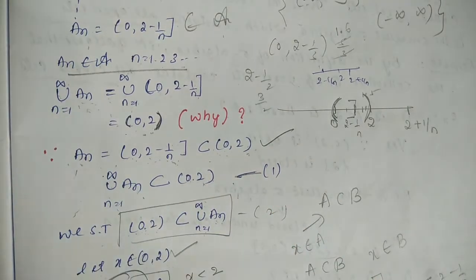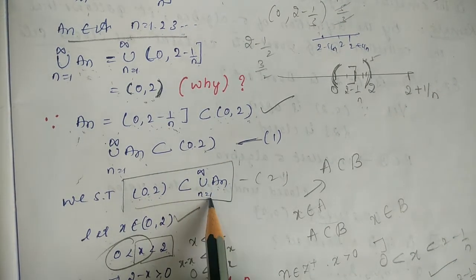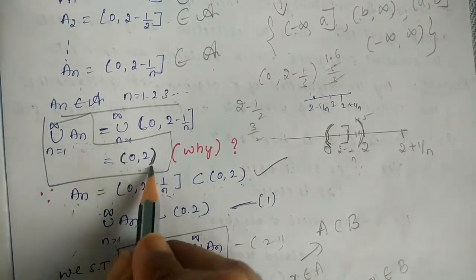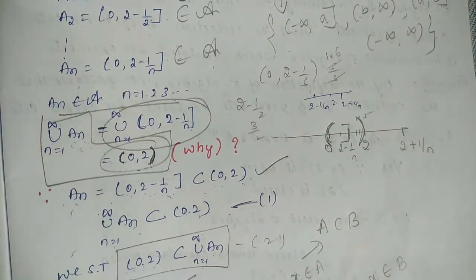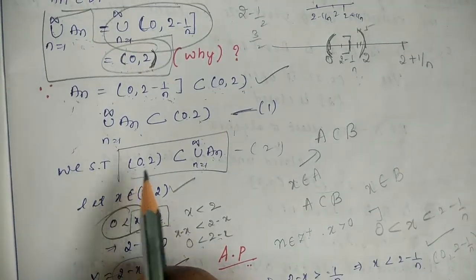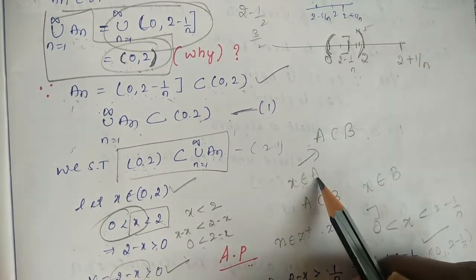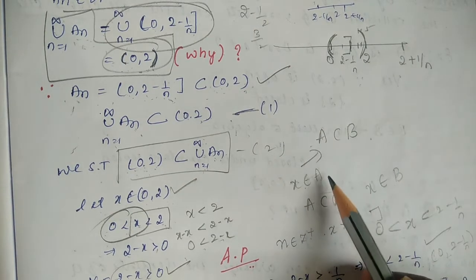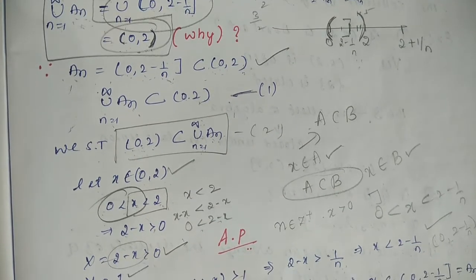We now show the reverse. What is the reverse? (0, 2) is contained in the union of An, n from 1 to infinity. So why am I considering this? To show that the union of An is equal to (0, 2). To show that A is a subset of B, take an element x belonging to A and show that x must be in B. Then A is a subset of B.